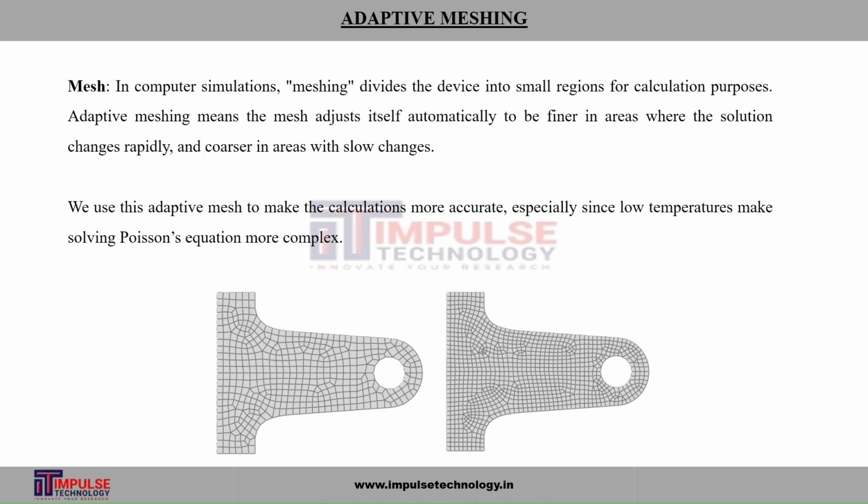If you look at the left diagram, it is a normal mesh with the same size grid everywhere. It misses critical variation in potential. In the second image, adaptive meshing starts with a coarse mesh, then automatically refines the areas where the electric potential changes rapidly. To use this technique, we typically need some software tools like QTCAD and Gmsh. These tools help us to create and manipulate our geometry file.